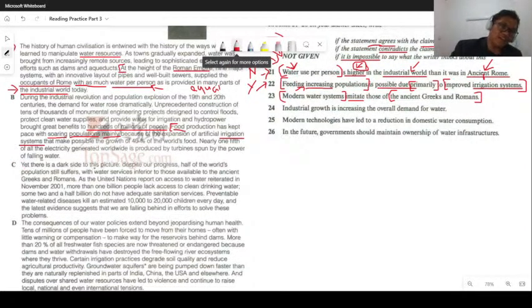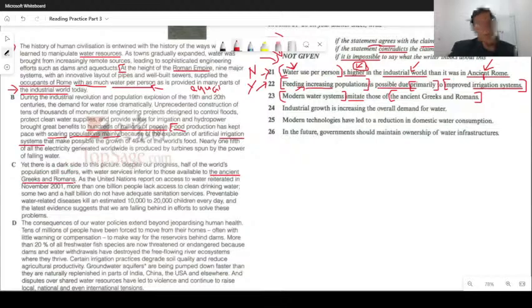Yet there's a dark side to this picture. Half of the world's population, water services inferior to those available in the ancient. Oh, okay. Actually found it. We've actually found it in paragraph C, Greeks and Romans, right? And modern system. Half of the world population with water services. Okay, there's water services. Is that similar to modern water system? Yes, you may assume that.